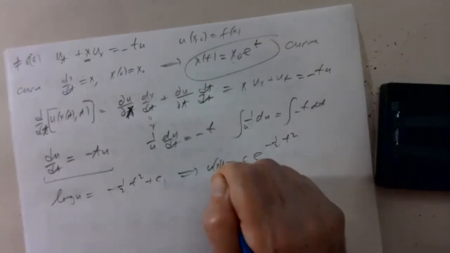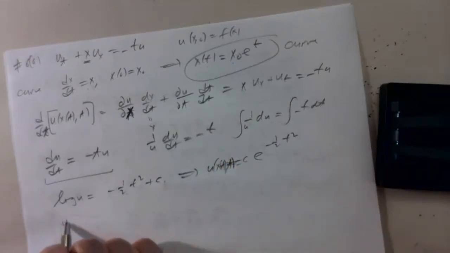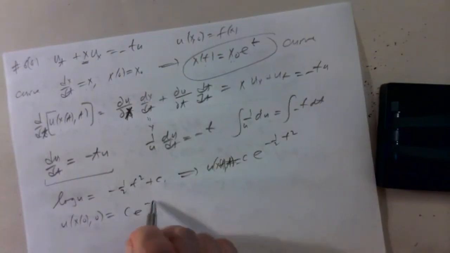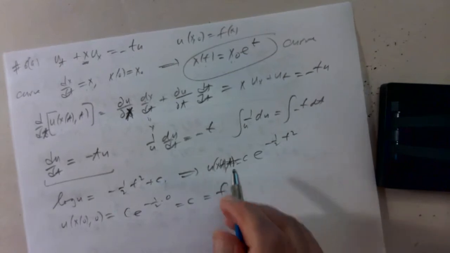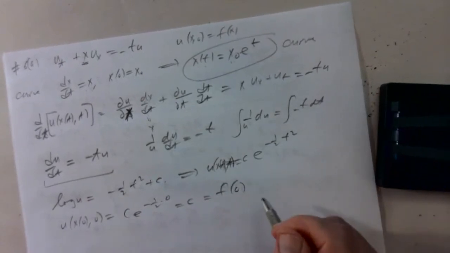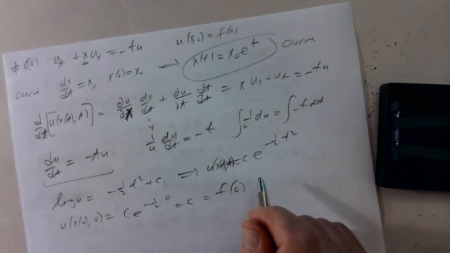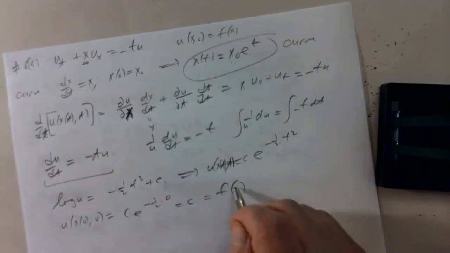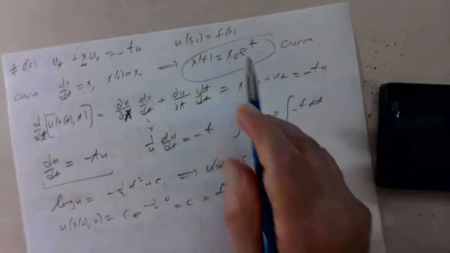This is u of x of t, comma t. U of x of 0, comma 0 is c times e to the minus 1/2 times 0, so this is c. This is just the initial condition, f of x naught. X naught is x e to the minus t.